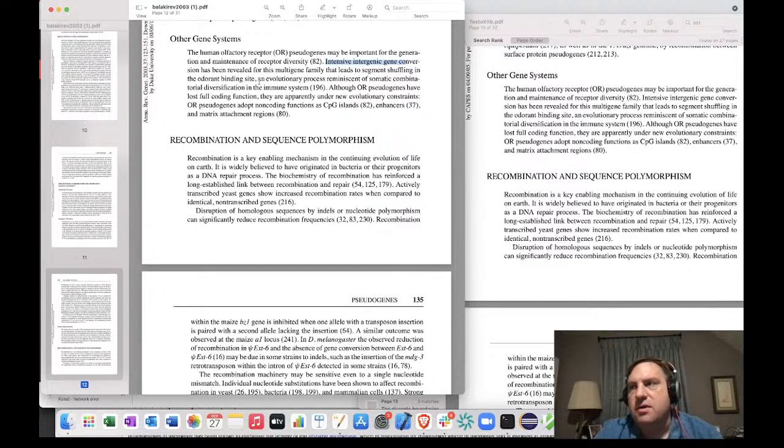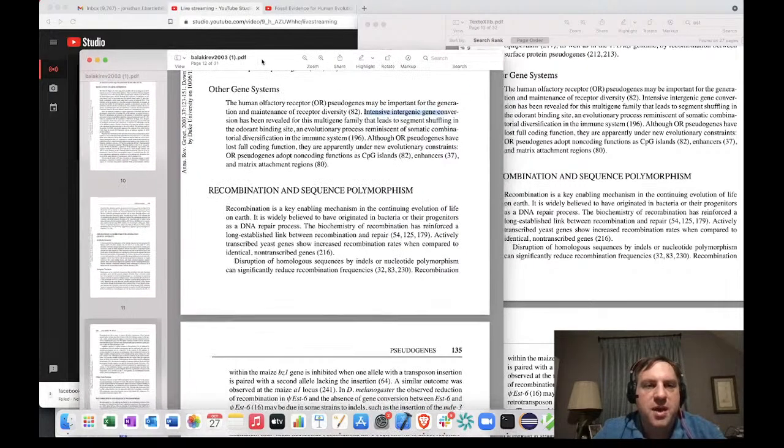Basically similar to VDJ recombination in the immune system, which we'll talk about. VDJ recombination is not an excessively important one from an evolutionary perspective, but nonetheless it provides some information on ways that the organism can affect its own DNA. So anyway, these pseudogenes are super important for generating diversity.